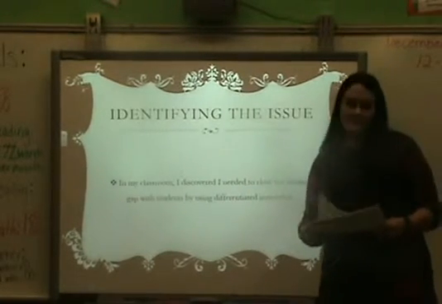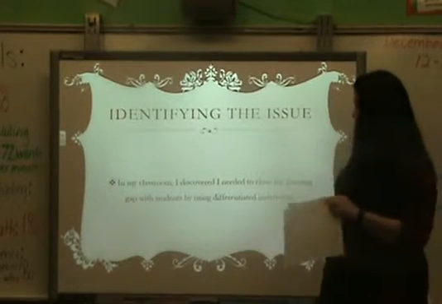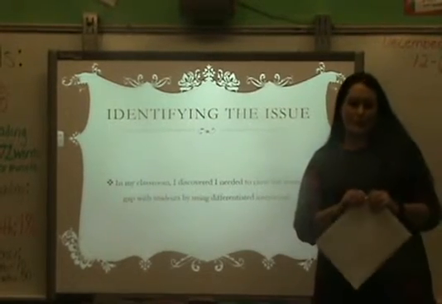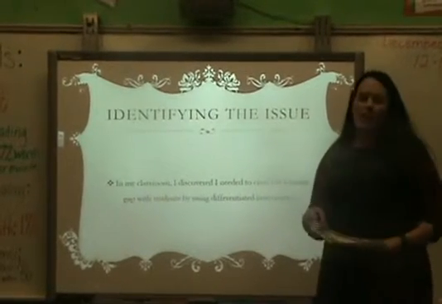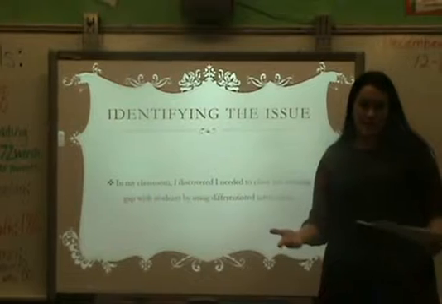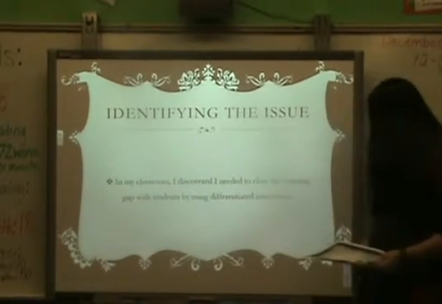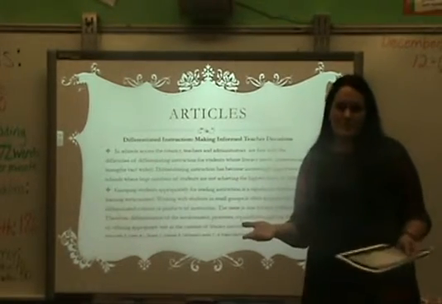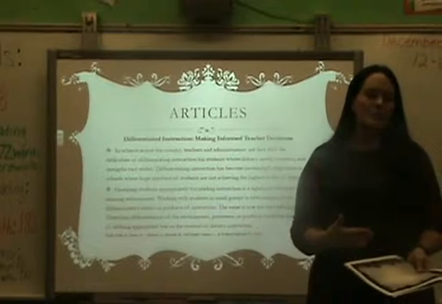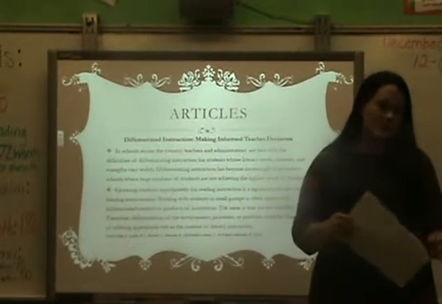So in identifying the problem, in my classroom I discovered that I needed to close the learning gap. There's a big learning gap for the students. So I wanted to do this by differentiating instruction, and I know how important that is. So when I was going to find articles on something I wanted to do, I found an article on differentiating instruction that I thought was very important.